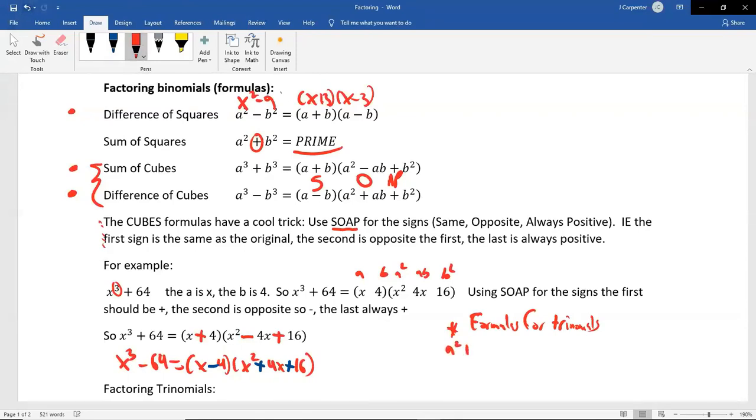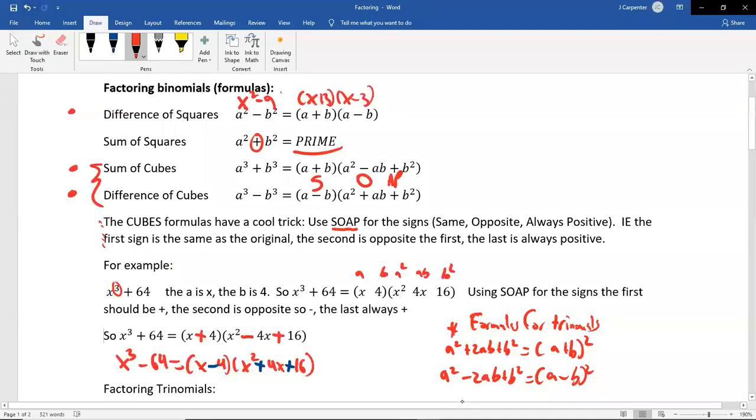It goes a squared plus 2ab plus b squared is equal to a plus b in parentheses squared, and a squared minus 2ab plus b squared is equal to a minus b squared in parentheses. So these are what we call our perfect square trinomials. We will actually use the idea of this for something known as completing the square, but we don't really manually do this factoring hardly ever.